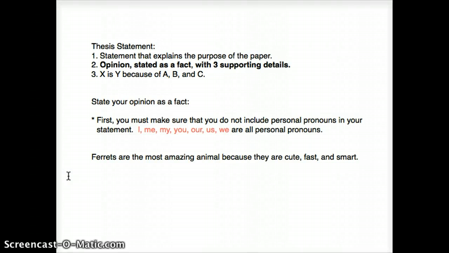All right. Now, Mrs. Thyrin, I understand number 2 and number 1. I understand that a thesis is a statement that explains the purpose of a paper, and I understand that it's an opinion stated as a fact with 3 supporting details, but what in the heck is X is Y because of A, B, and C? Basically, all it is, your X becomes your subject, the ferret. Your Y is your opinion statement. Are the most amazing animal. That is going to become your Y.